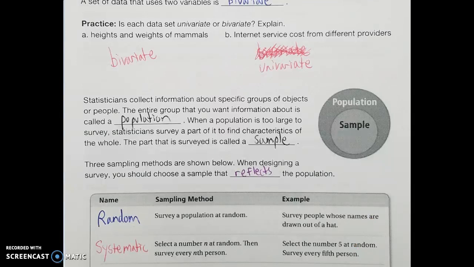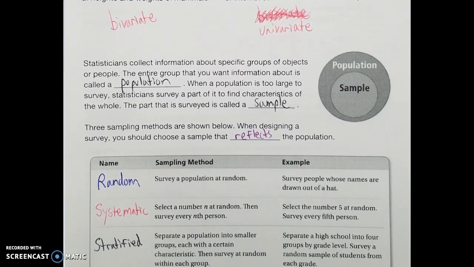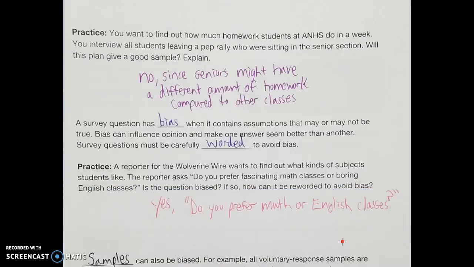So it's a little bit easier because you do not have to interview everybody, just every 5th or 6th or 7th person. The last type is called stratified. That's when you separate your population into smaller groups, each with some characteristic they all belong to. Then we're going to survey at random within each group. For example, if you separate your high school into 4 groups by grade level, you can then take a random sample of each grade, and that would be a stratified sample. So stratified, just think you're going to break that apart into groups.